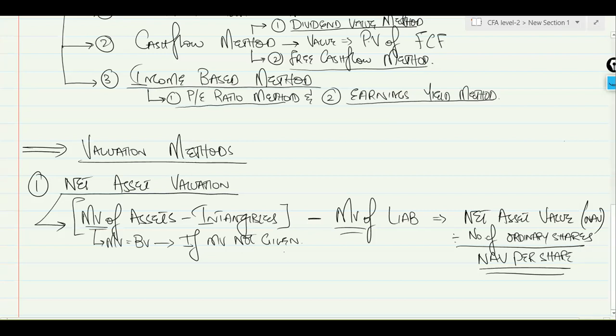What are the advantages of such a technique? At least you'll be able to calculate the floor value of a business. What do we mean by floor value of the business? The net asset value is the minimum the business will take from you. That's the minimum you're getting out of the business.